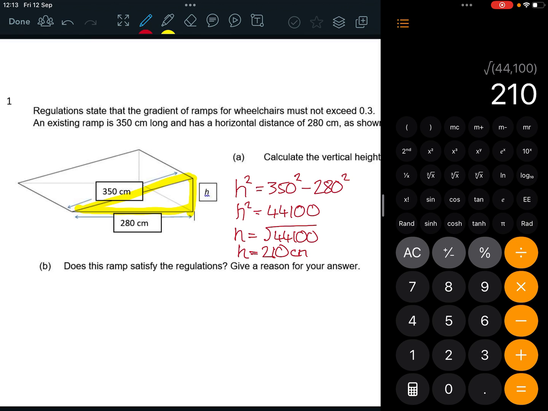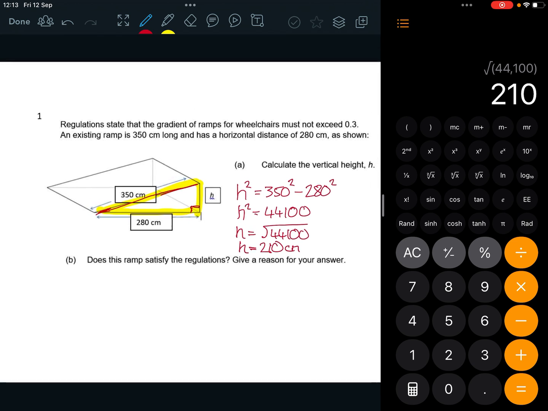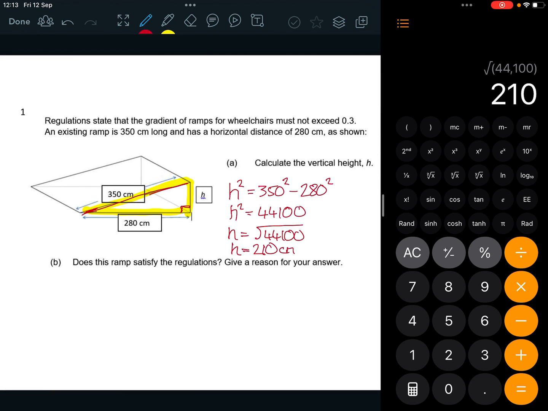Remember your units, because you won't get your mark if you don't have your units. Okay. Now when you actually look to see your answer, if you get an answer that's actually bigger than 350 or 280, certainly if it's bigger than 350, you know it's wrong, because this side here is always the largest side of the triangle, if it's opposite this right angle. So if you look and you've got h is equal to 44,100 or whatever the numbers are, take the square root, and that should give you this.